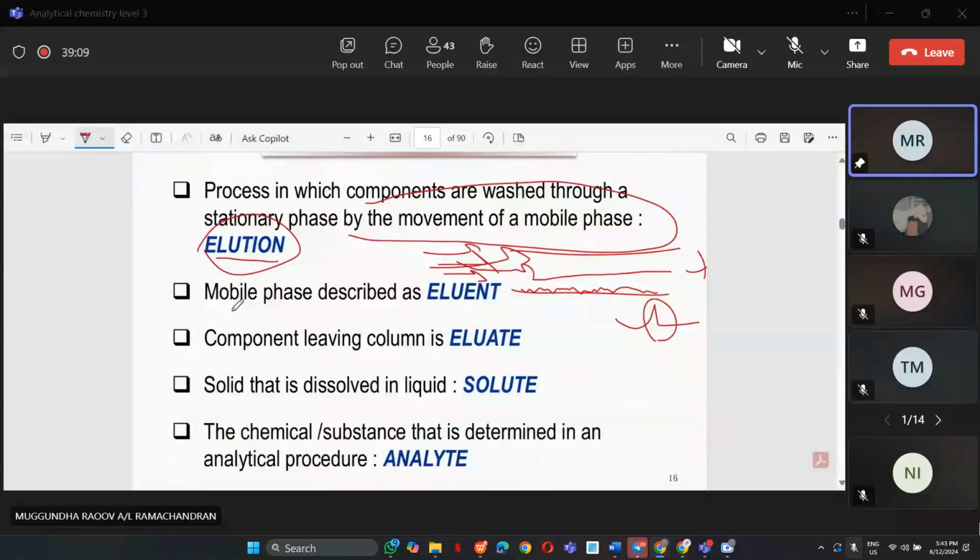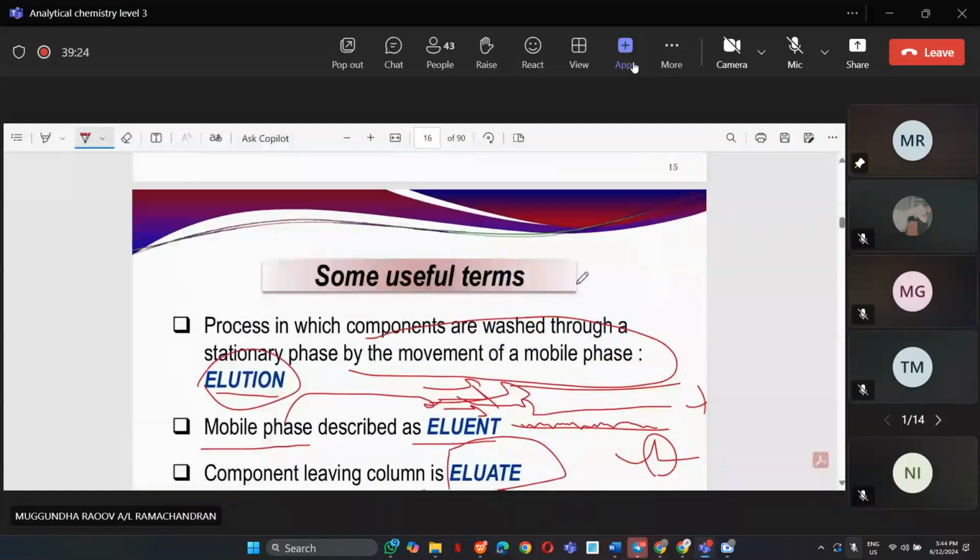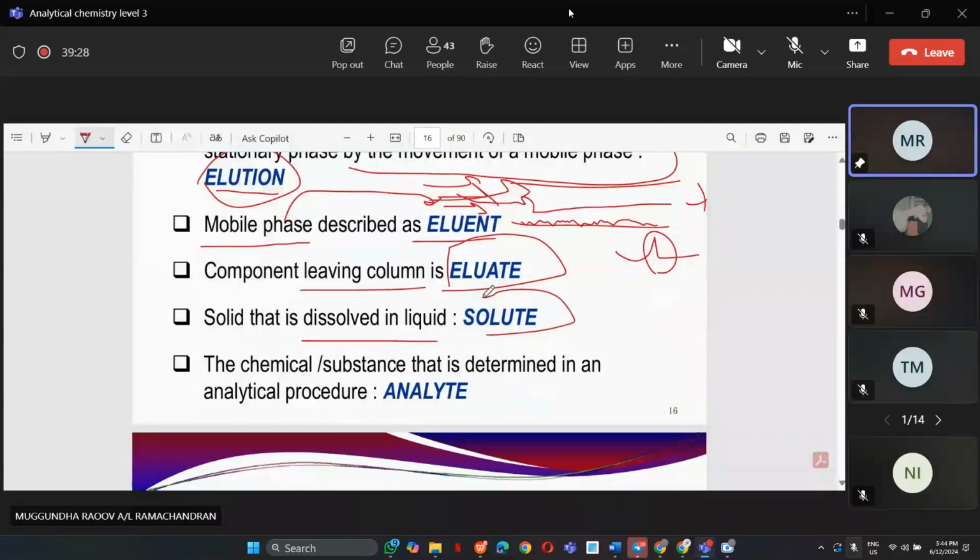The mobile phase we call the eluent. So class, remember, for HPLC or LC, we call the mobile phase the eluent. The component that leaves the column we call the elute. And the solid that dissolves in a liquid we call the solute. So what is the solute? The solution that dissolves the sample.